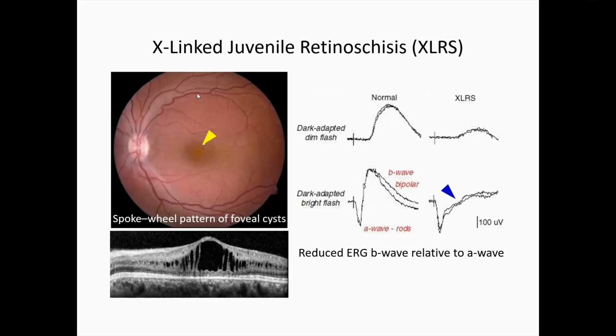But first, for those who are unfamiliar with this disease, this slide captures three of the main features. When you look at the retina through the pupil, a trained eye can see the foveal cysts that create an unusual spoke wheel pattern. Those are pointed out by the large arrowhead. Second, as shown on the right, the ERG is abnormal, with a greater reduction for the later onset B wave than the initial A wave. This reflects a defect in transmission from photoreceptors to the bipolar cells, which actually generate the B wave.